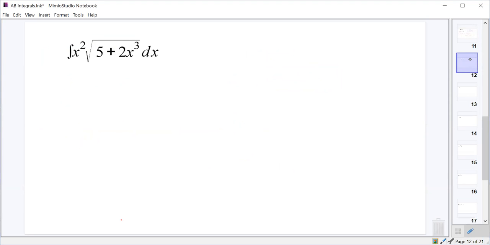Let's look at the integral of x squared times the square root of 5 plus 2x cubed. Any thoughts on what we might do with this one? Set u equal to 5 plus 2x cubed. Yep, that's exactly what we're going to do. We're taking the more complicated piece and substituting it out. So we're going to let u equal 5 plus 2x cubed.